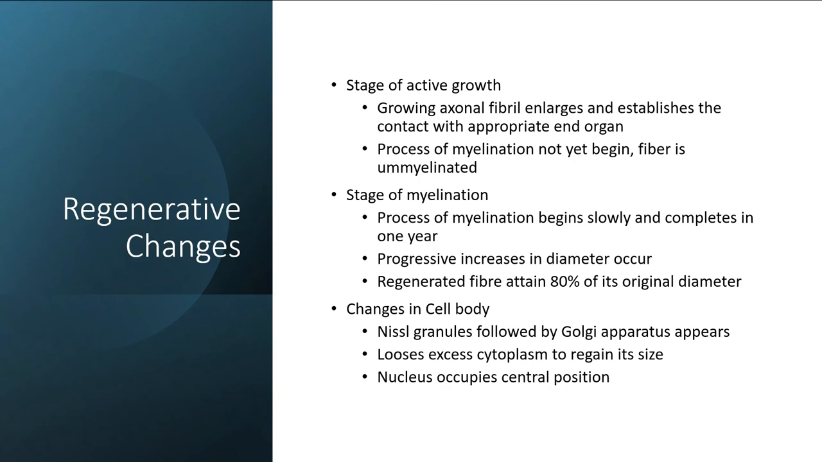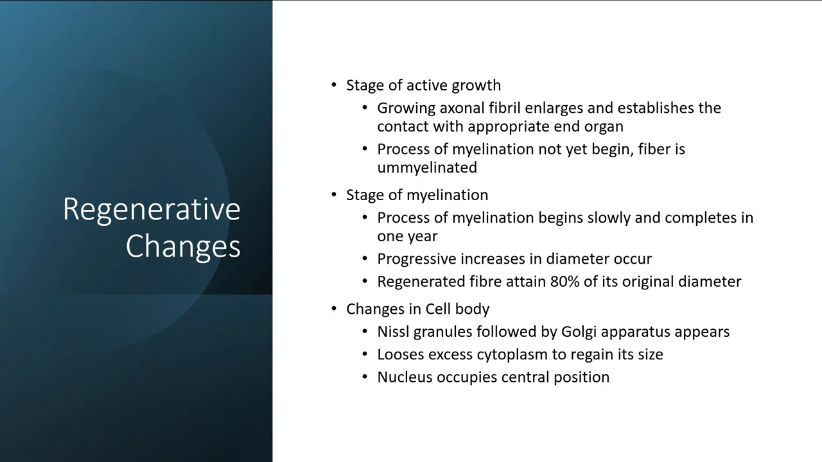The other step is active growth. The growing axonal fiber, the axon, is growing now. Some fibers grow and become enlarged and establish contact with the appropriate end organs. The process of myelination has not yet begun. The fiber is unmyelinated in the initial stage. At this stage myelin is not growing, but the axon is growing inside the neurolemma.